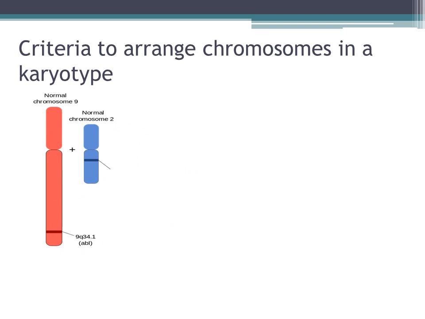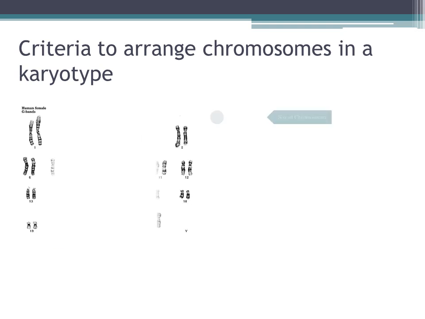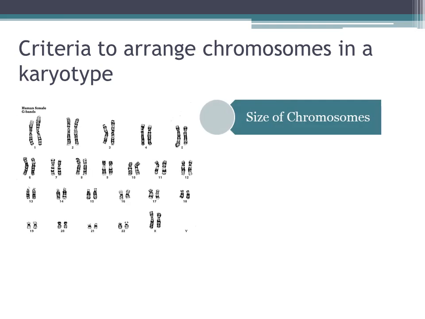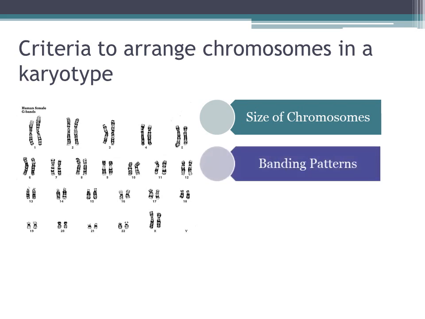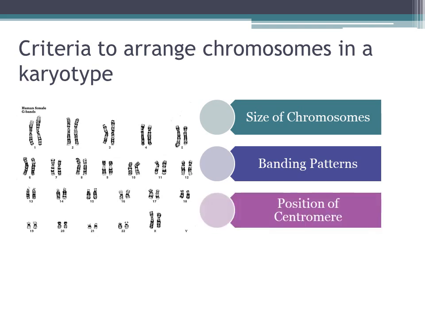Now, this pair of chromosomes is non-homologous since they are clearly of different length. So to sum up, the criteria used to arrange chromosomes in a karyotype are: first, decreasing size of chromosomes, then similar or same banding or staining patterns, and finally the same position of centromere.